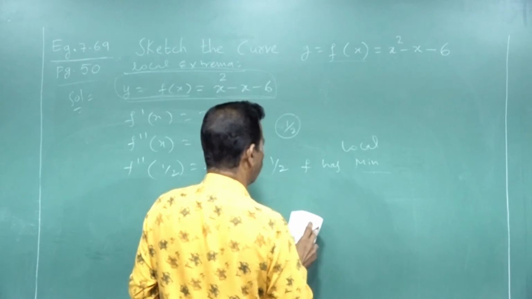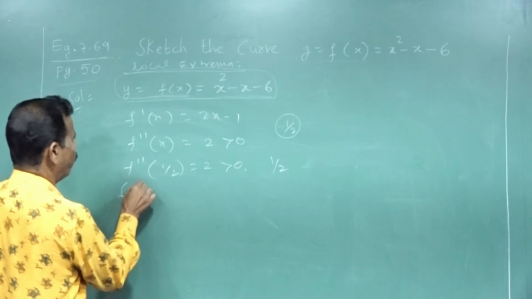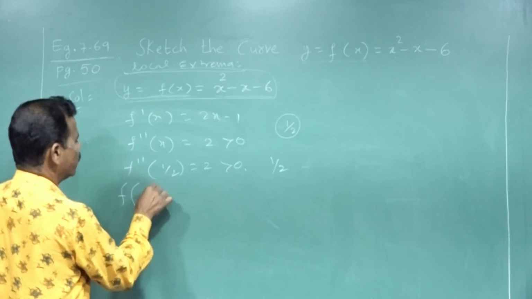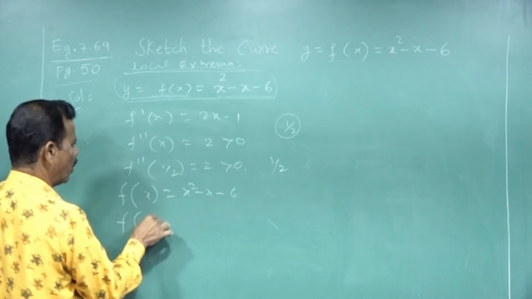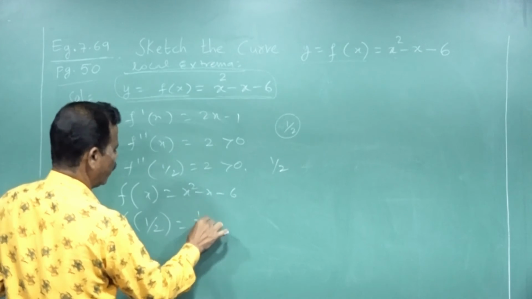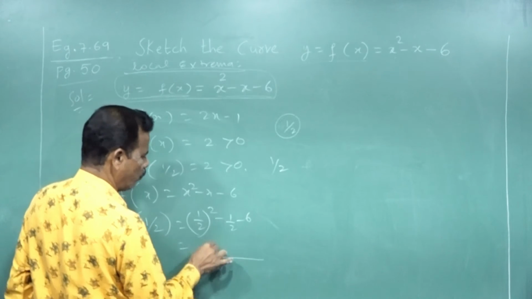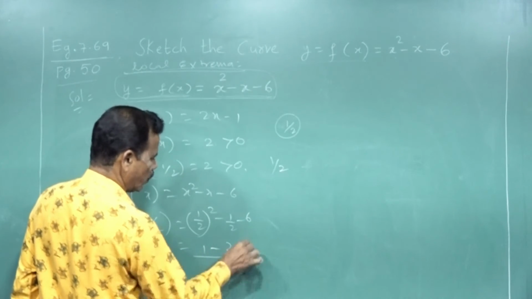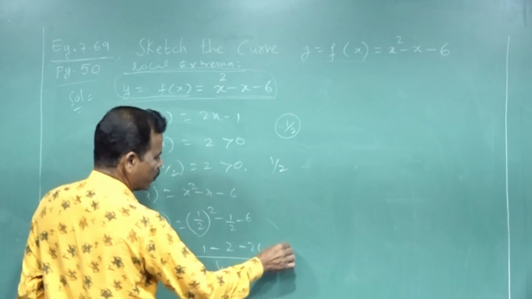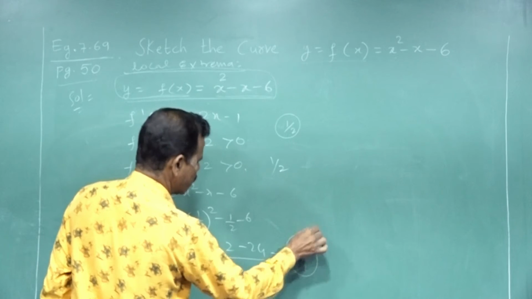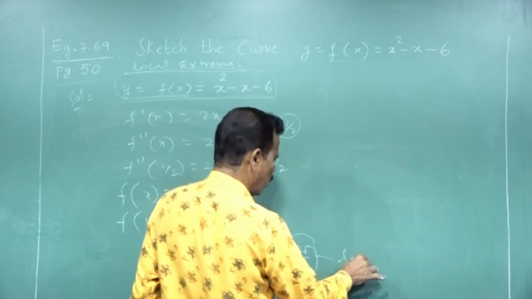For that local minima value, how much? Substitute in f of x is equal to x square minus x minus 6, the value 1 by 2. So 1 by 2 whole square minus 1 by 2 minus 6. Taking the LCM, this is 1 minus 2 minus 24, so the value is minus 25 by 4. This is the local minima value.